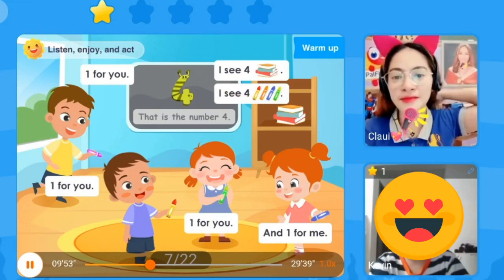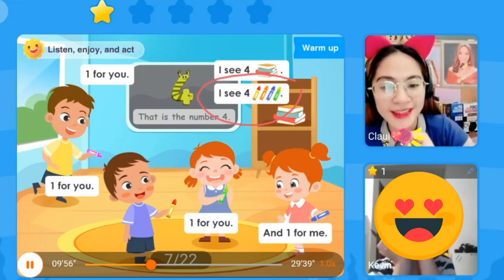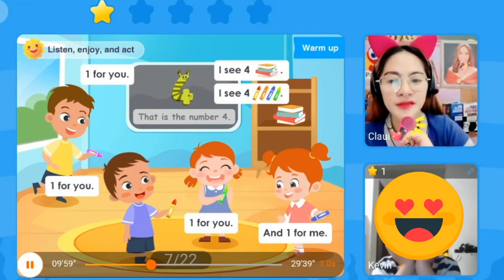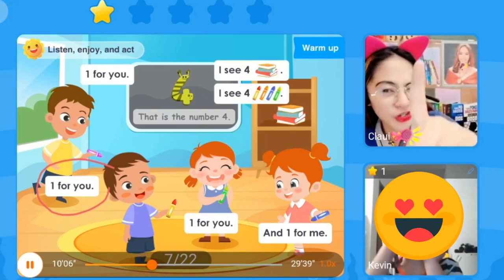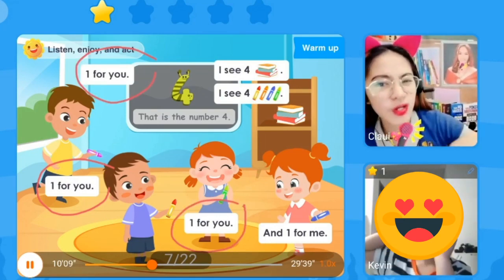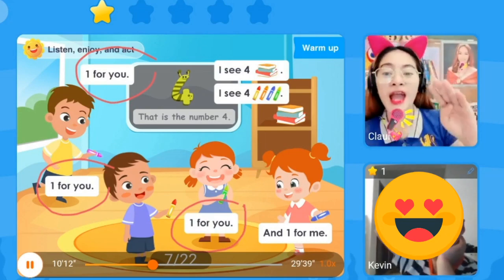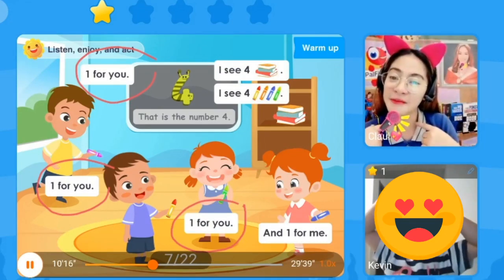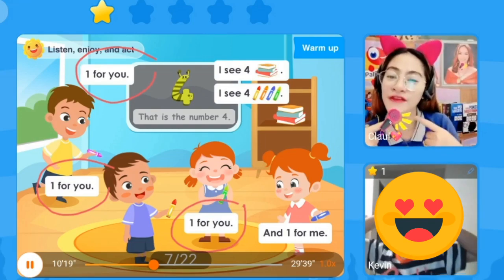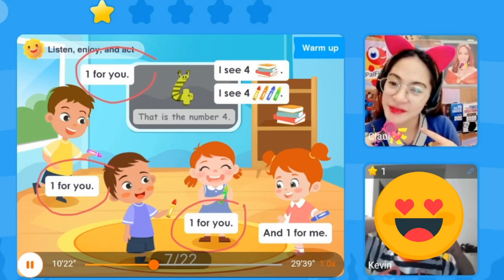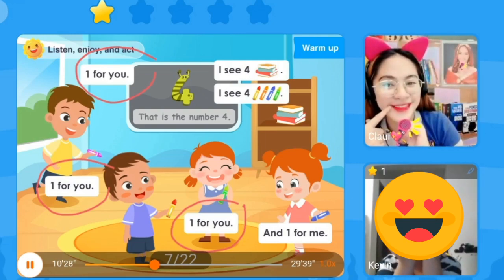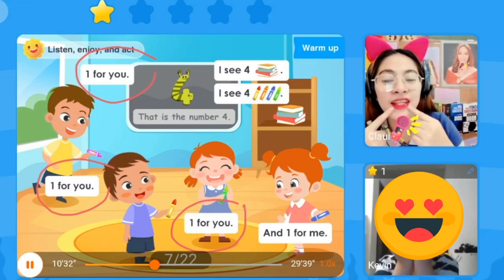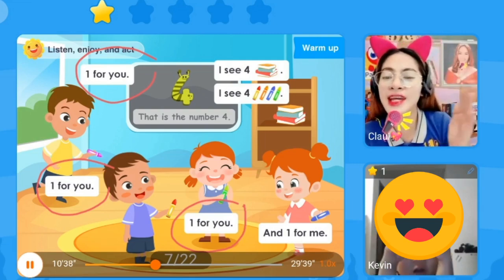Okay, now let's say, I see 4 books. I see 4 books. I see 4 crayons. I see 4 crayons. 1 for you. One for you, one for me. One for me. That is the number four. Yes. Okay, now, Kevin, let's sing one more time.